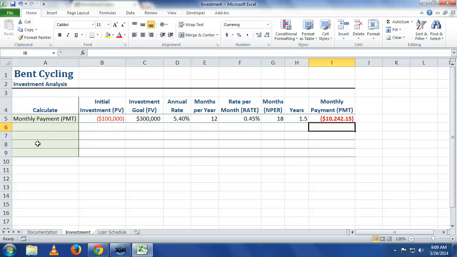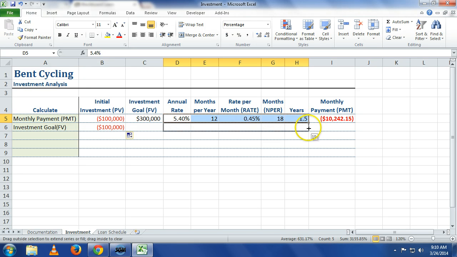Let's do this a little bit different. Let's use a different function here. So in cell A6, I'm going to put in investment goal. And I'm going to put in FV, because that's the formula I'm going to use in this case. So let's just copy this down. And then we'll also copy this down because it's going to be the same.